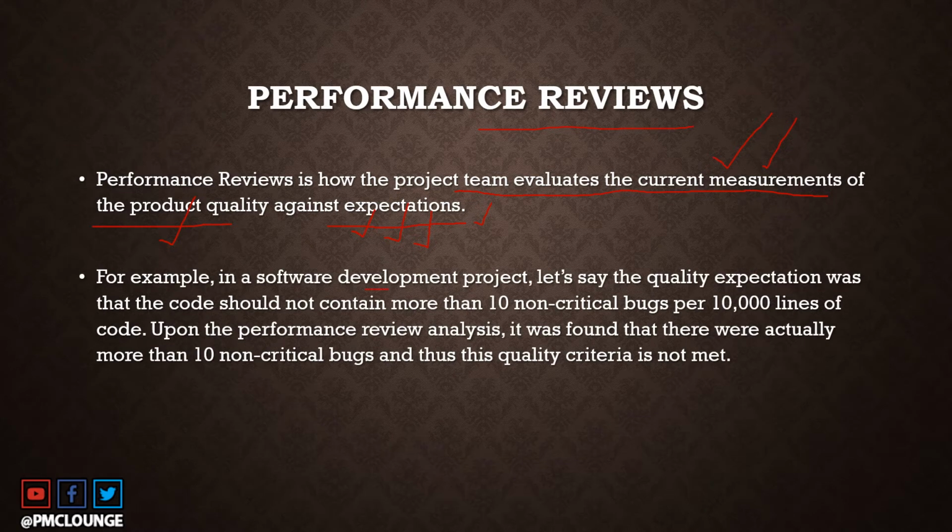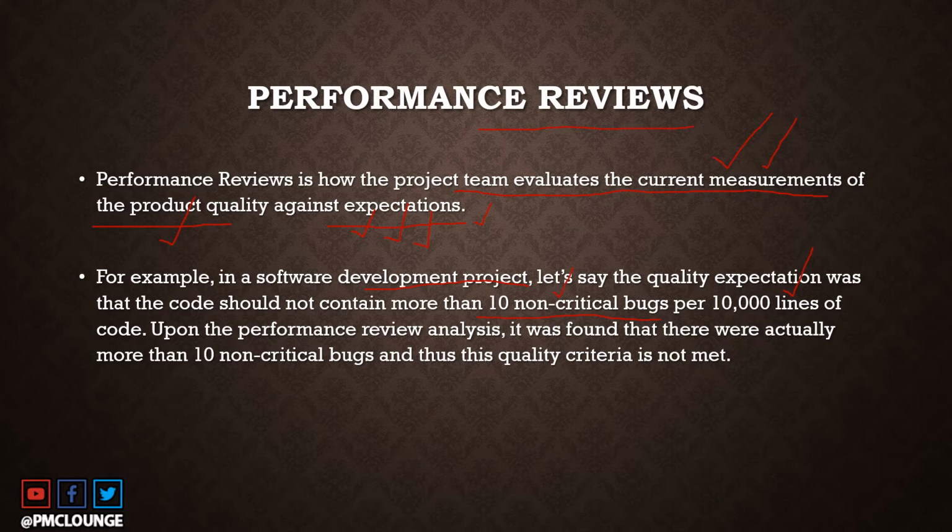In a software development project, the quality expectation is that the code should not contain more than 10 non-critical bugs per 10,000 lines of code. So every 10,000 lines of code written by the development team should not contain more than 10 non-critical bugs.